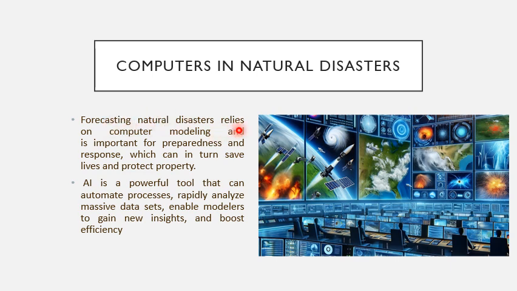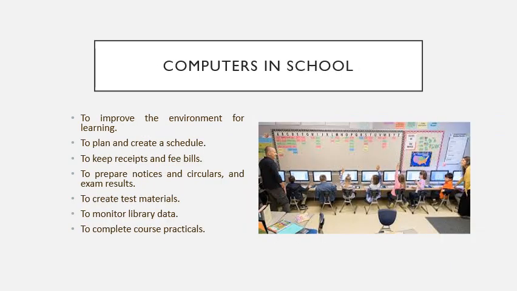Forecasting natural disasters relies on computer modeling and is important for preparedness and response, which can in turn save lives and protect property. AI is a powerful tool that can automate processes, rapidly analyze massive data sets, enable modelers to gain new insights and boost efficiency. Now, AI, artificial intelligence, helps a lot in saving our country and protecting our properties by predicting natural disasters with the help of computers.